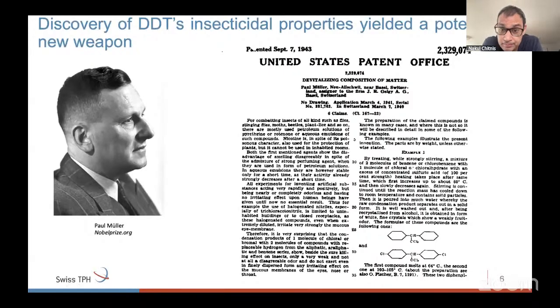This was done sort of close to Basel, where I'm currently now. And what they found out was that DDT was a fantastic tool for killing mosquitoes, for repelling mosquitoes, for preventing mosquitoes from entering houses.